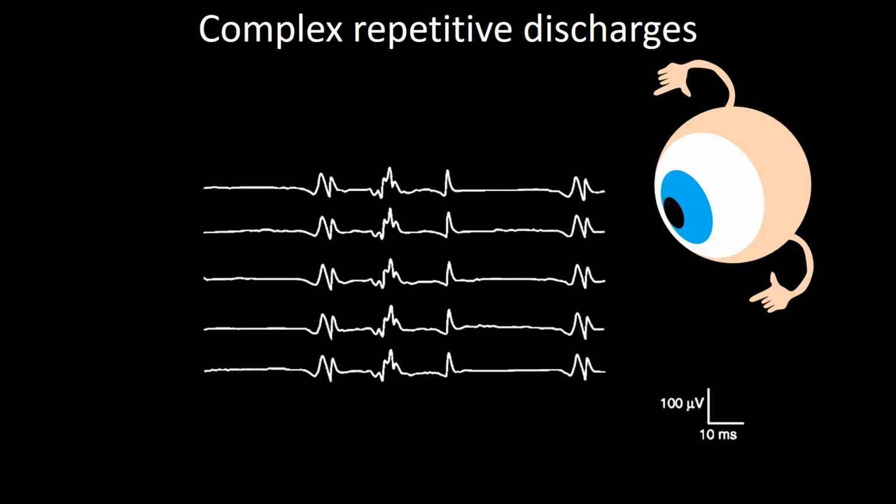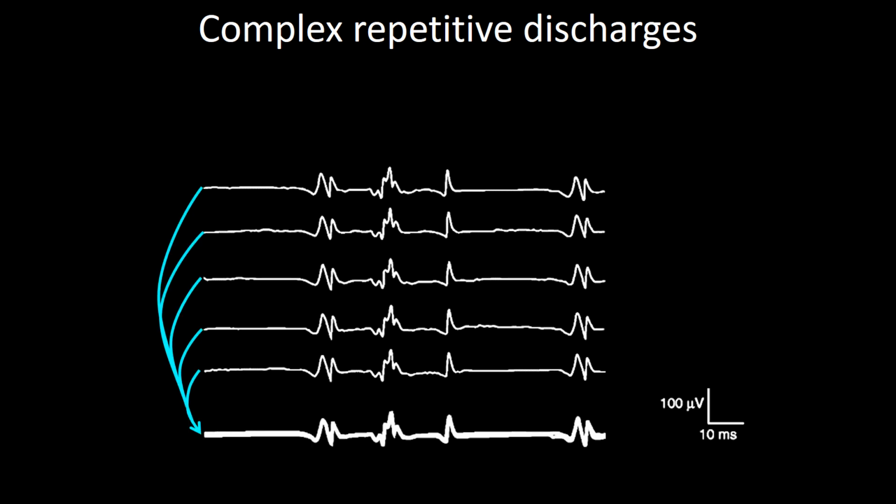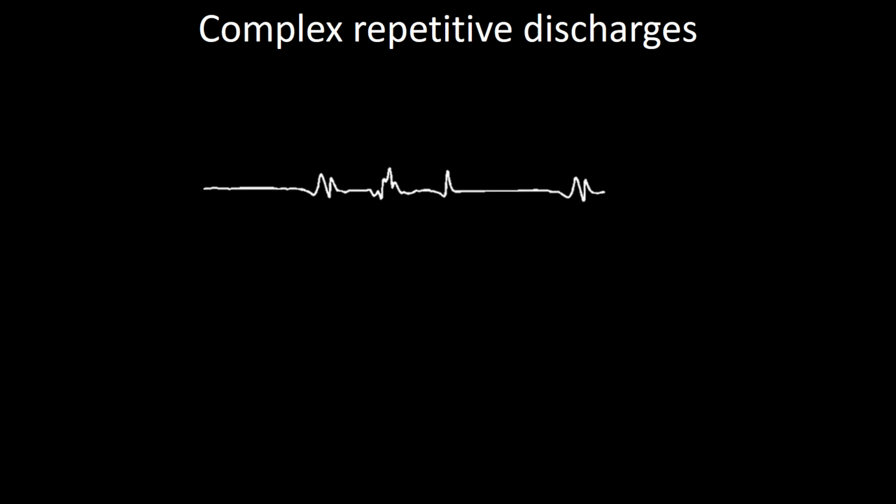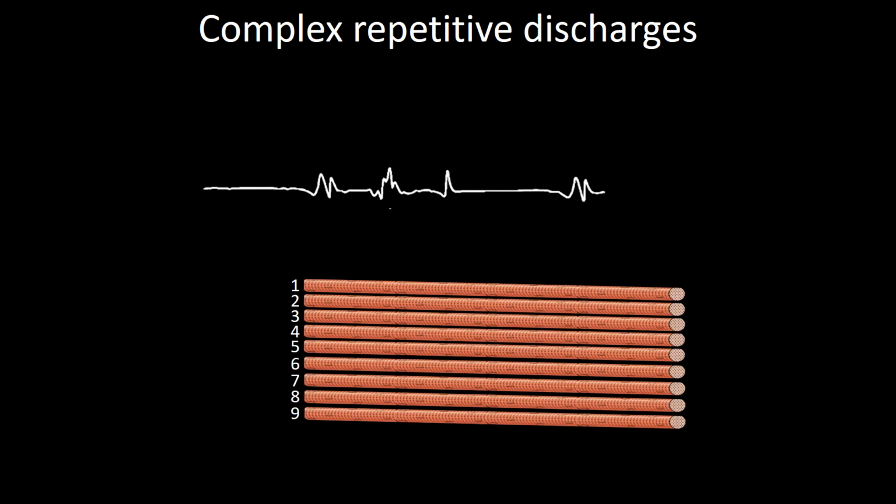The striking visual feature is its exquisite fixed repetitiveness. This quality is emphasized in the bottom tracing. In the bottom tracing, the 5 running potentials from above are superimposed. In this frame, I have isolated the top tracing, which I intend to use to explain the genesis of each wave. Here you can see 9 muscle fibers.